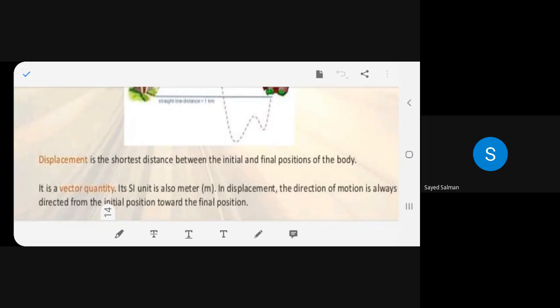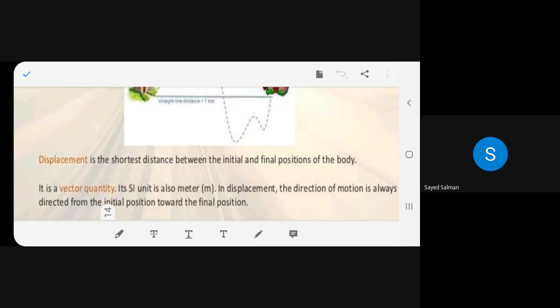It is a vector quantity. Its SI unit is also meter. In displacement, the direction of motion is always directed from the initial position toward the final position.